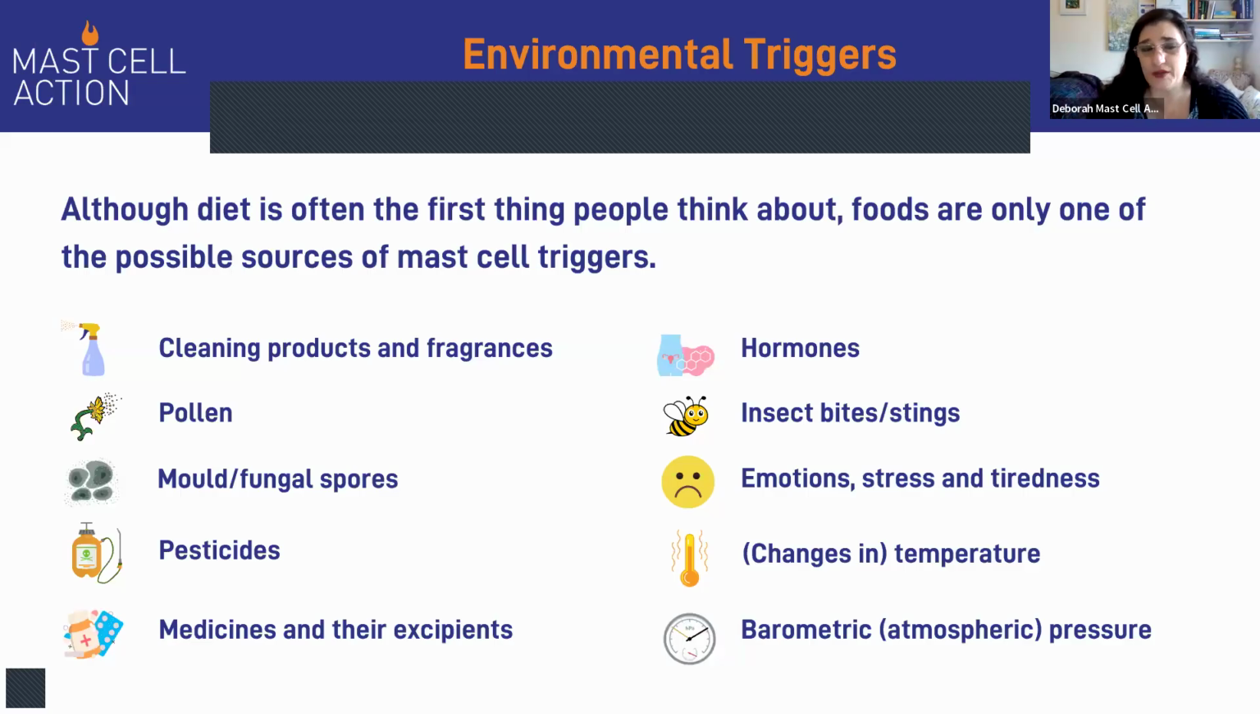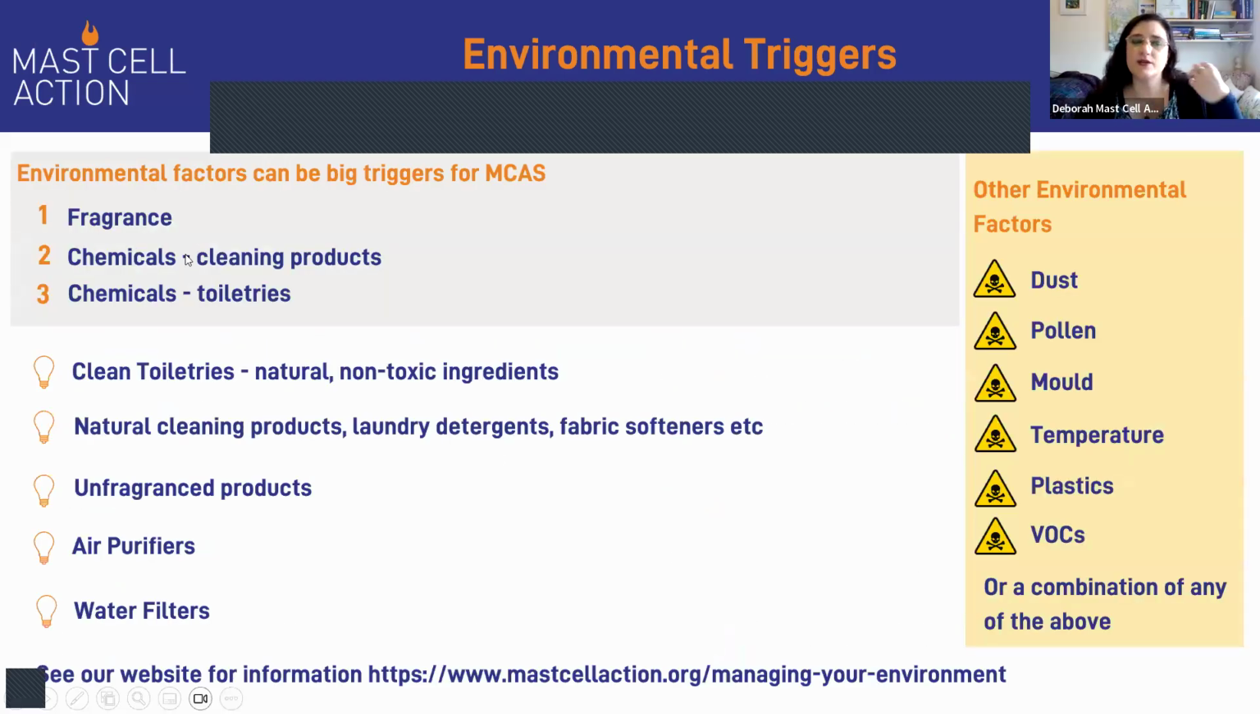Pesticides in foods for some people can be a trigger. Medications, not necessarily the drug itself, but the excipients, the fillers, the colorings, the things they make the tablets with, can be problematic. As I said, our hormones affect us. If we're stung or bitten by an insect, our emotions, people are okay and they're managing okay, and then something really stressful happens and it triggers a reaction, changes in temperature and atmospheric pressure, all environmental triggers.